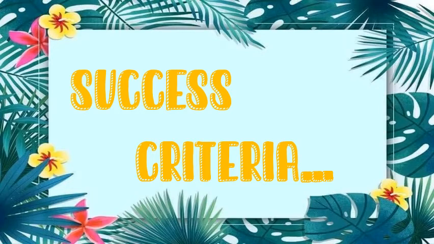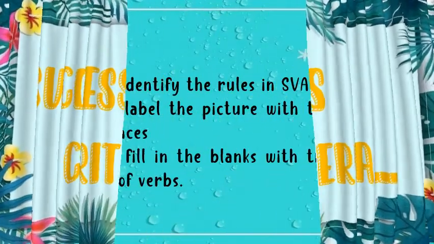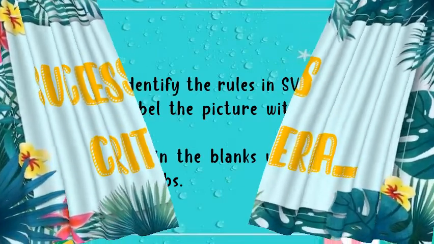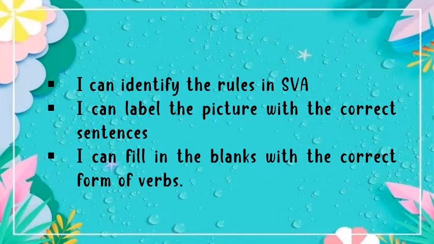Success criteria. Okay, 1. I can identify the rules in SVA. 2. I can label the picture with the correct sentences. 3. I can fill in the blanks with the correct form of verbs.